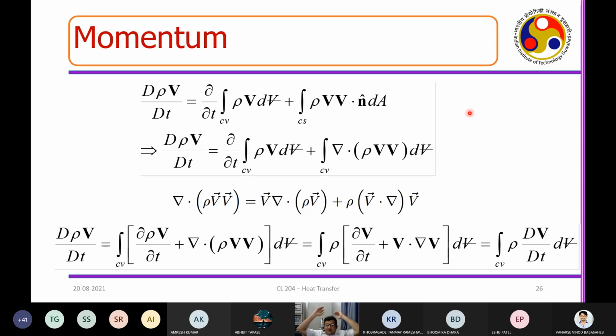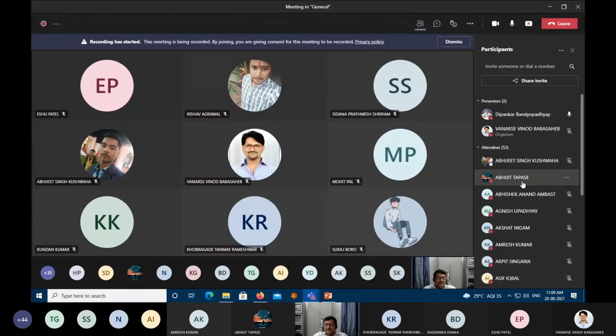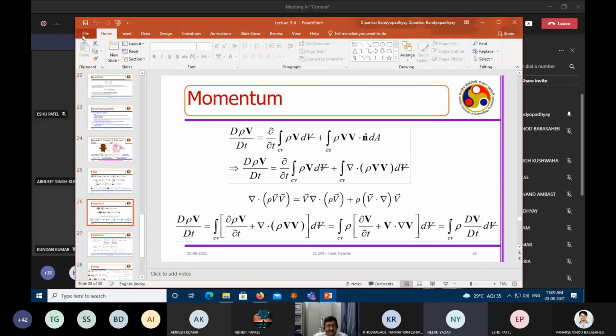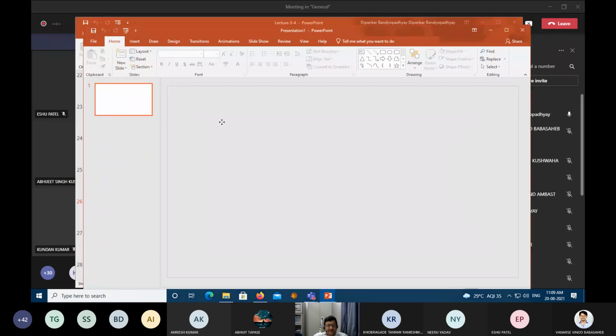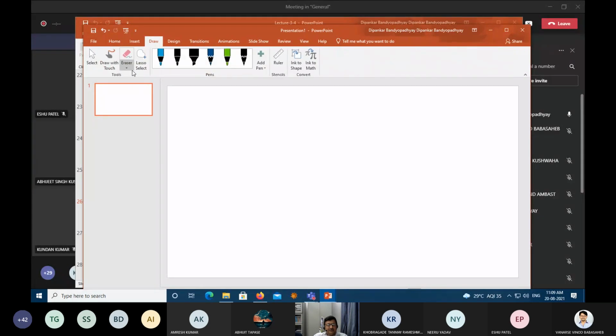Can anybody tell me what is the first law of thermodynamics? Equational form. Do you remember? Anybody in the class remembers what is the first law of thermodynamics? Change in internal energy equal to work done plus heat. Yes, very nice. So change in internal energy is equal to what? What is your formula? dU is equal to dQ plus dW.